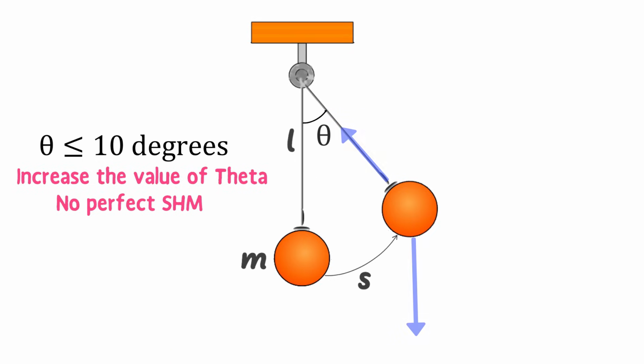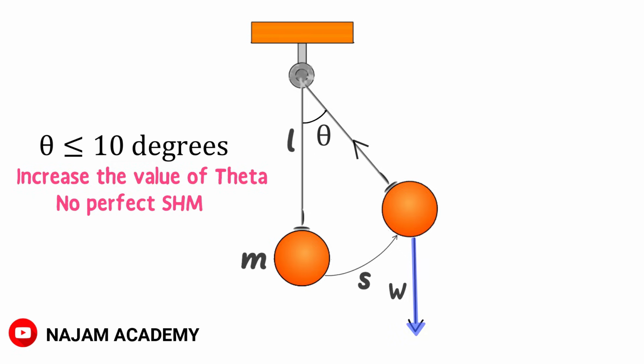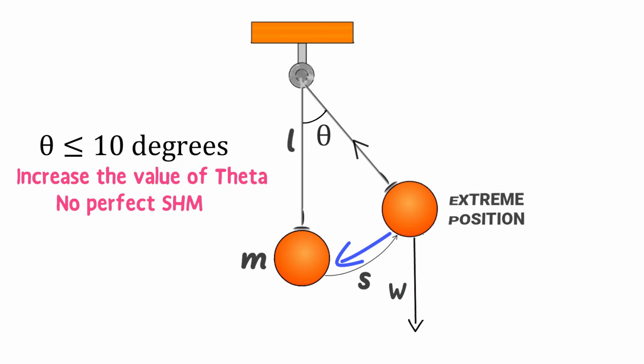Now again two forces act on the mass at the extreme position. The tension T in the string pulls the mass in the upward direction, while the weight of the mass pushes it in the downward direction. Note it down that the direction of the weight on the mass is like this, not like this, which is the common mistake of many students. Although both the tension and weight act on the mass at the same time, this time the mass doesn't stay at the extreme position. Rather, it accelerates towards the mean position.